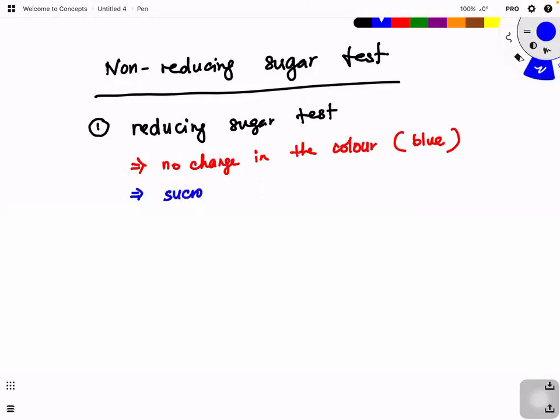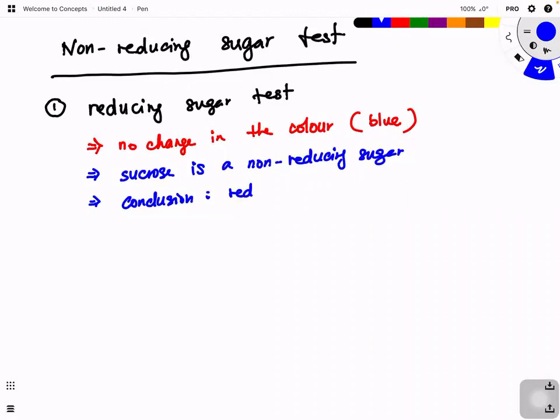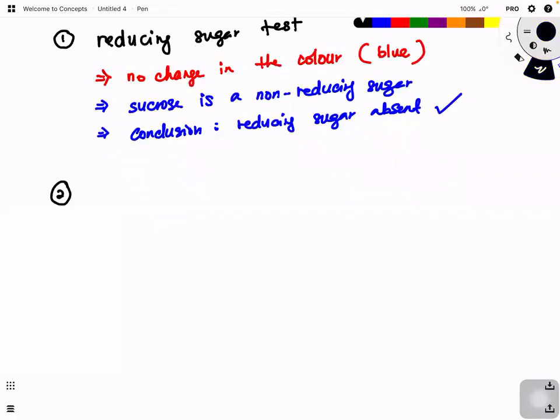Because sucrose is a non-reducing sugar, and it remains blue, we claim that reducing sugar is absent. Correct or not? So now we say, confirm, reducing sugar absent already. Now for the second step, what do we do? We take a specimen and we do the hydrolysis.